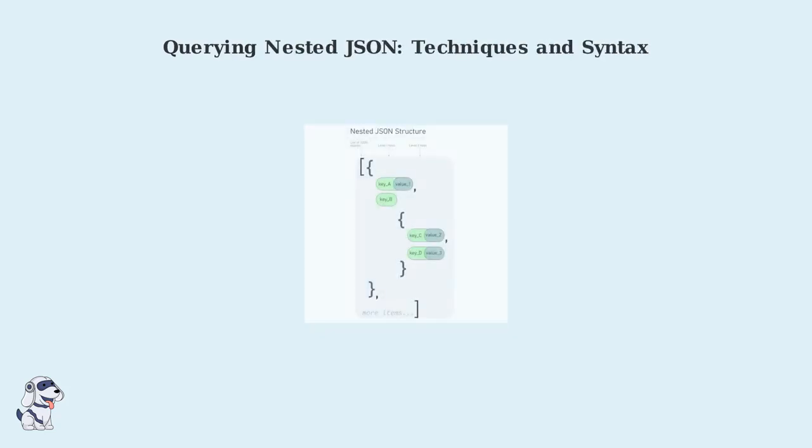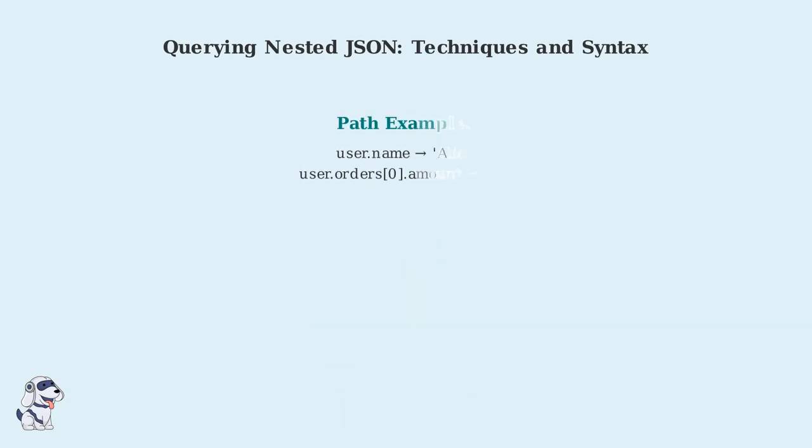Path-based access allows you to navigate through nested JSON structures using dot notation for keys and brackets for array indices. For example, to access the user's name, use dot notation, user.name. For array elements, use brackets: user.orders[0].amount to get the first order amount.